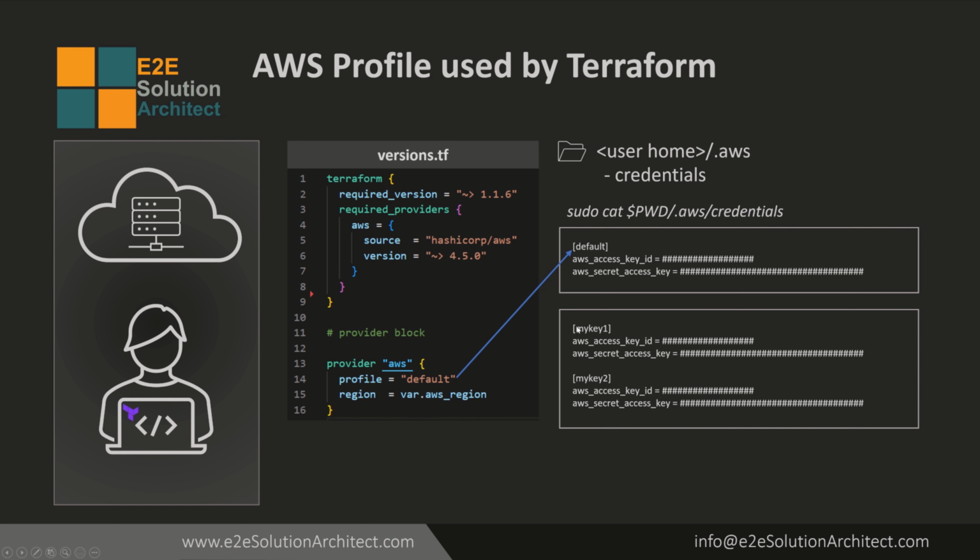And if you have multiple profiles, since I have multiple accounts configured and I want to connect to multiple accounts from my local system, that's why I have this key 1 and key 2. This is the way you configure your multiple AWS credentials in your local system. If you are using a Linux system, you just do a cat on your home directory, then within that .aws, and you will get the credentials.